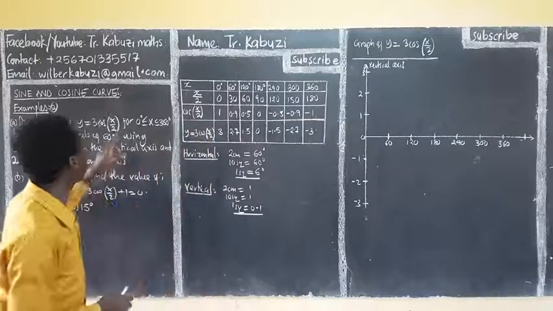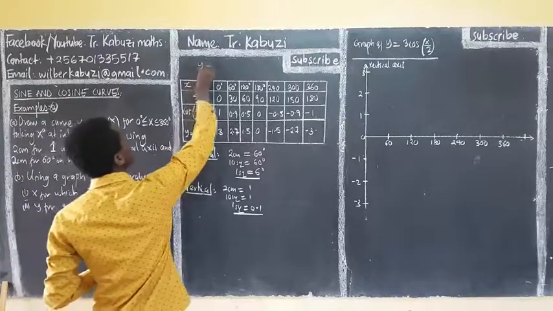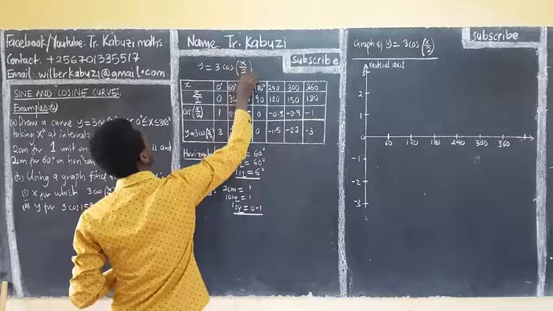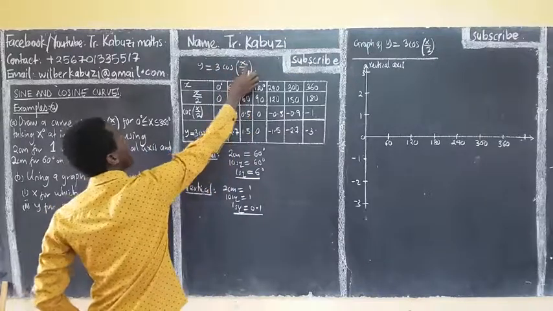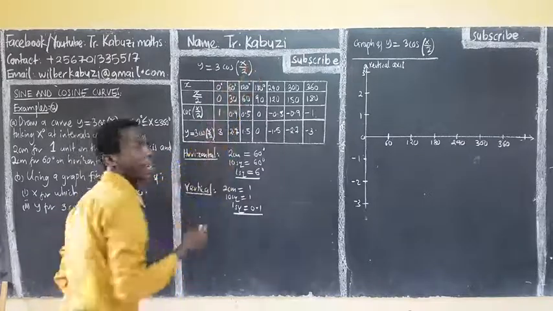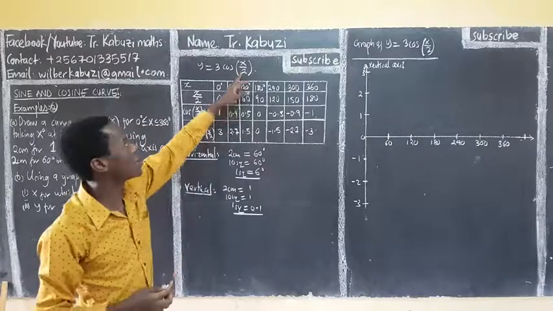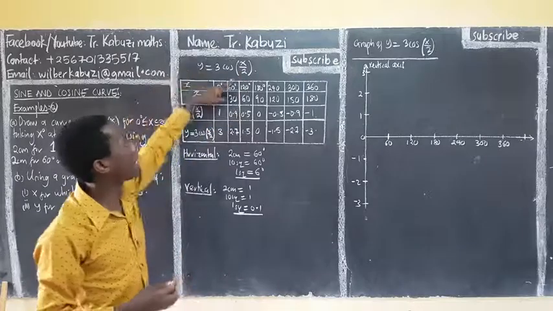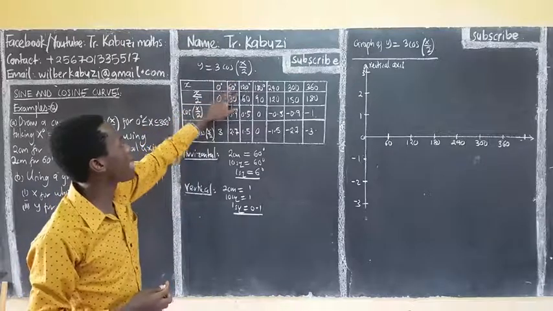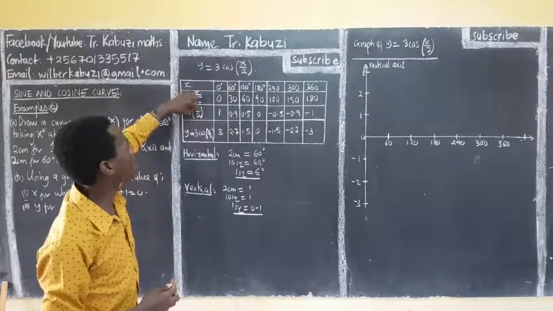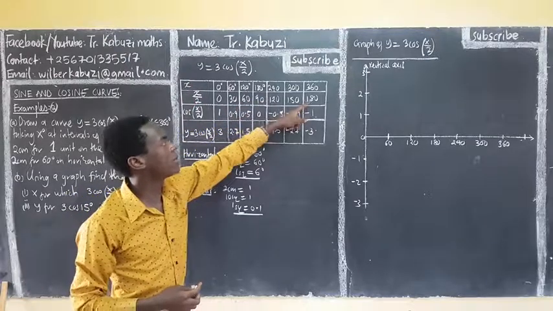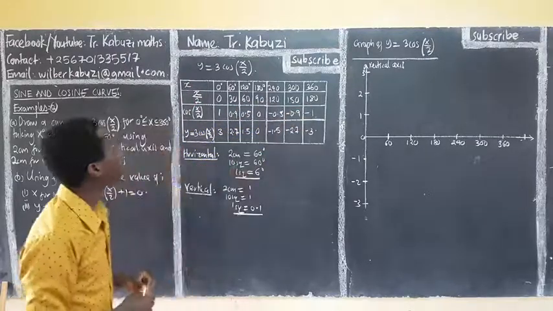Now, starting with my function, the function I have is y equals 3 cos x over 2. For every x value I have, before I interpret the whole of this, I first cater for my angle, so that the x I have here is divided by 2. So divide by 2 here, you get this, divide by 2, and so on till we reach this point here.